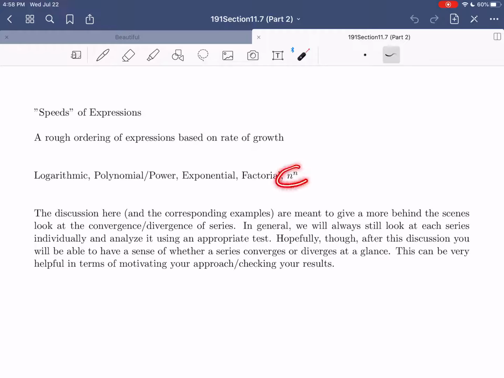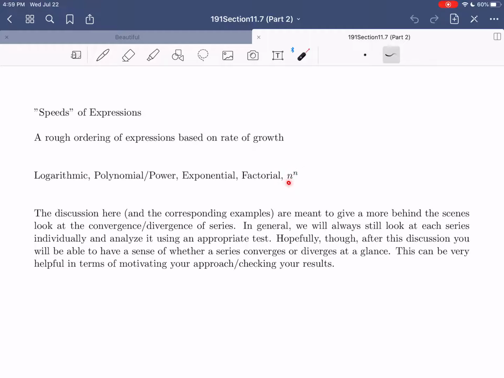And then finally, something that we haven't really encountered too much, but we will discuss here, just to show you that you can always find faster and faster expressions. The factorial is incredibly fast, but this n to the n, which is a combination of the polynomial and power and the exponential expressions, where both the base and the exponent are growing larger and larger.